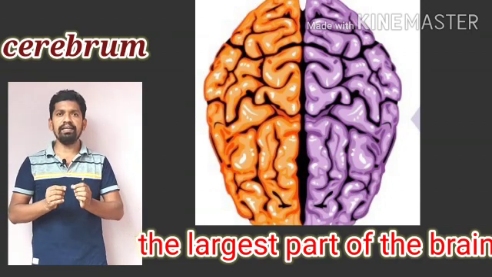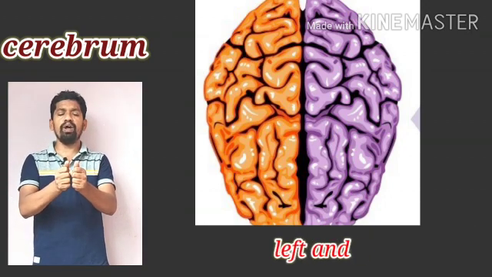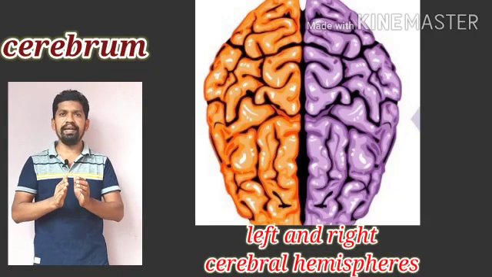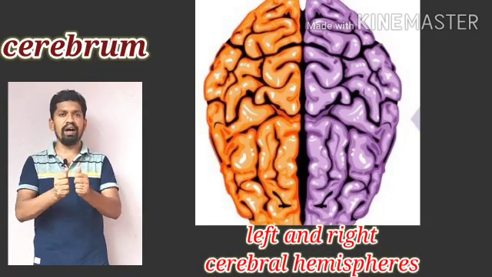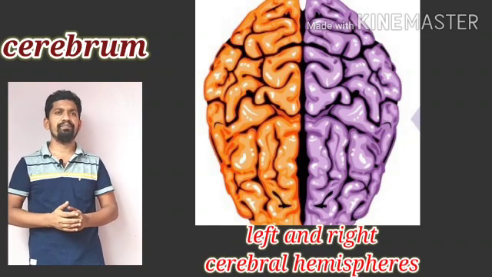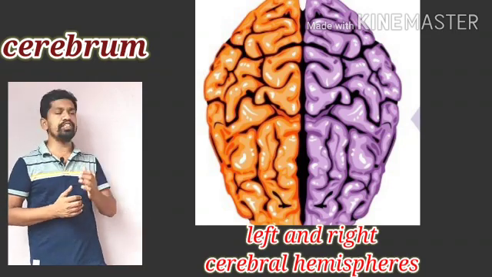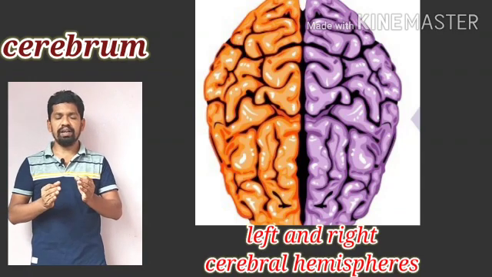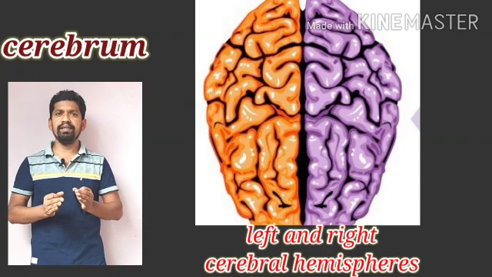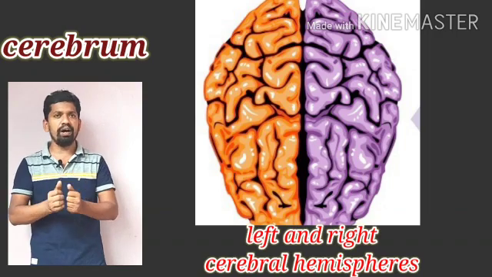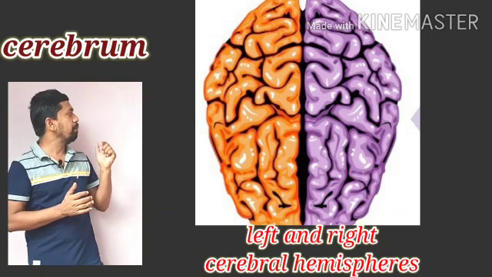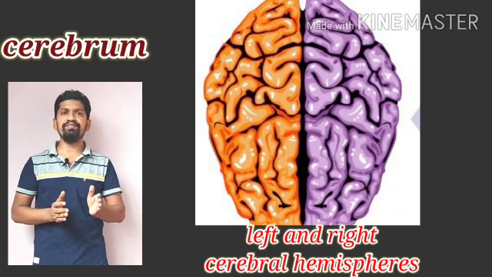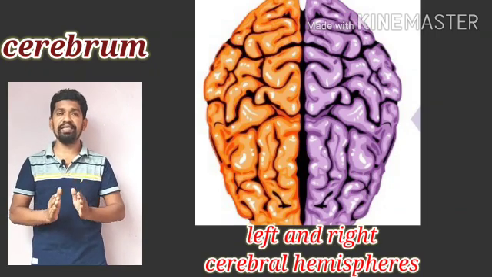The large brain has two equal halves. The cerebrum, the largest part of the brain, is divided into two equal halves known as cerebral hemispheres. So we have the left and right cerebral hemispheres in the cerebrum.